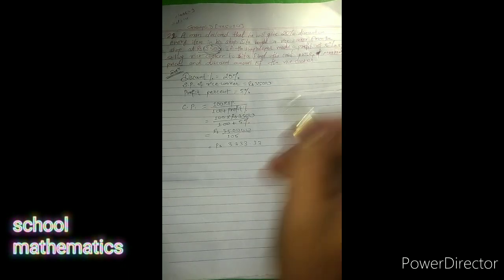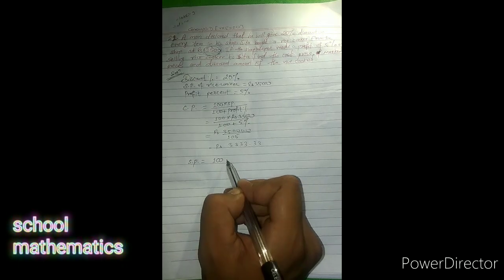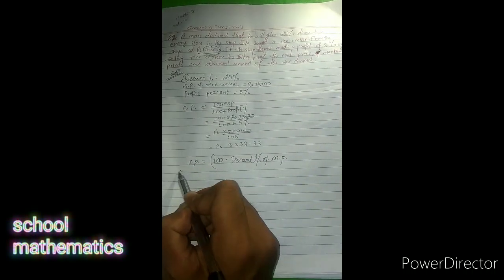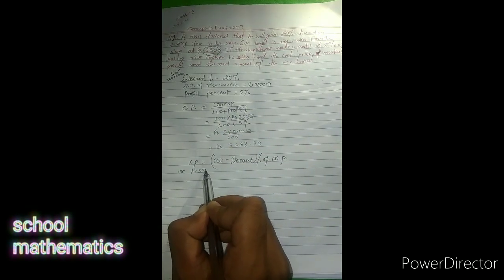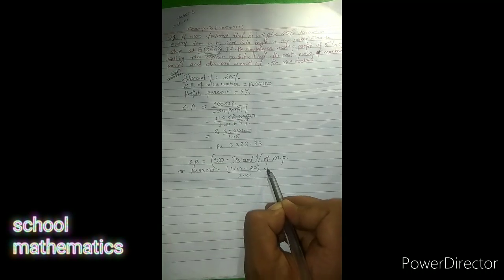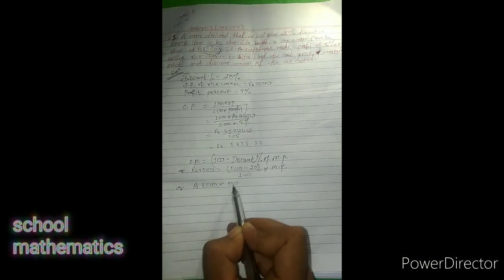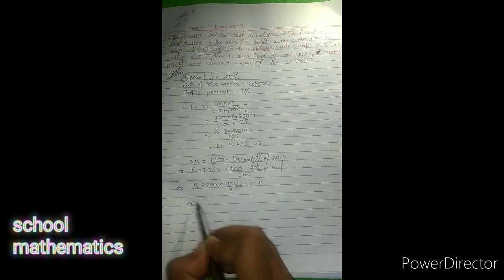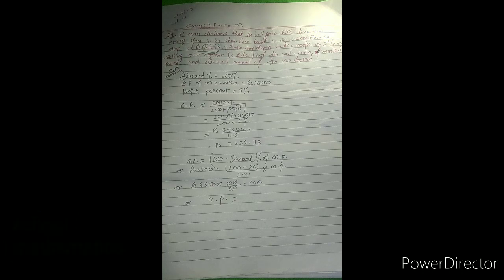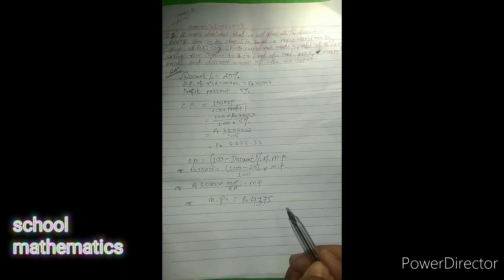Now it is also given to find mark price. For mark price, SP is equal to 100 minus discount percent, divided by 100, into mark price, where selling price is given, 3500. Discount percent is given, 20%. So 3500 into 100, and 100 minus 20 is 80, equals mark price. So from here we can get MP. The 0 and 0 can be cancelled. 3500 into 10, that is 35,000 divided by 8, is 4375. This is the required mark price.